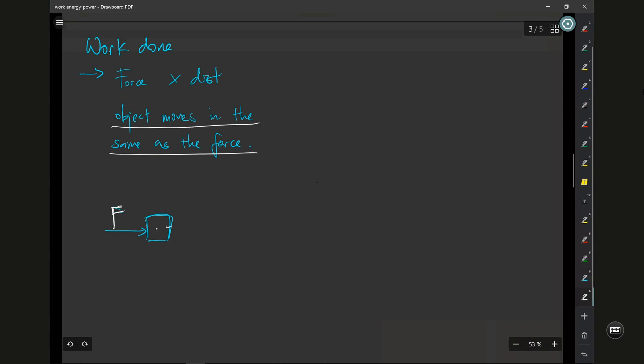I forgot the word direction, so let me add that in: same direction as the force. So the object will move in this direction.